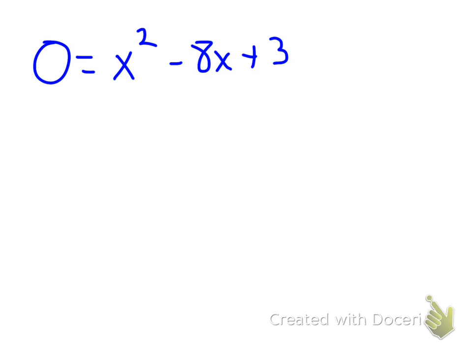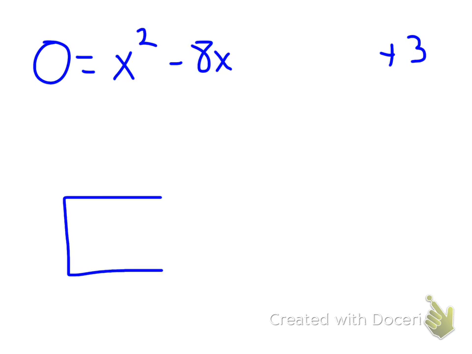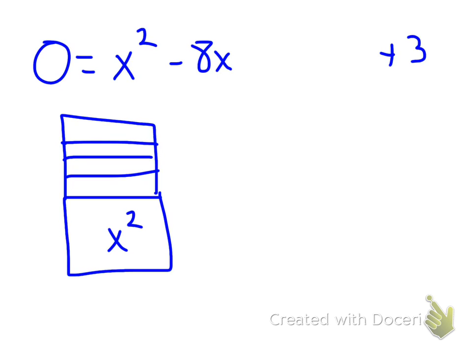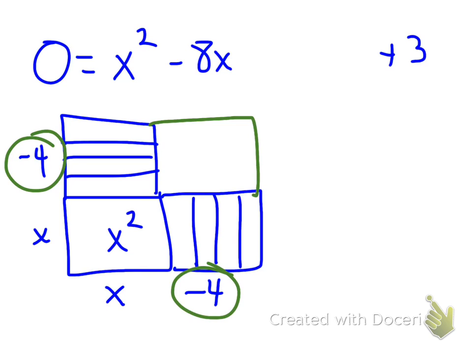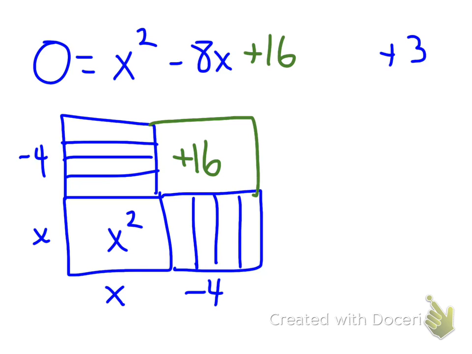Okay, so I'm going to take this positive 3, move it off to the side. I have my x squared. Now I have negative 8x's, which means I'm going to have a negative 4 on each side. So I'm building now an x minus 4 and an x minus 4 square. To complete the square, negative 4 times negative 4, though, is still positive 16. So I'm still adding 16 inside that square.